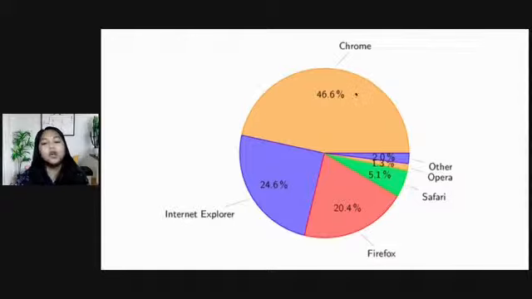Now, this right here is your pie chart. Ito naman yung pie chart, nakalimutan lang niya yung title. This should have been the different browsers that people are using. So as you can see, Chrome is used by 46.6% of the population. 24.6% of the population uses Internet Explorer. 20.4% uses Firefox, and so on. So in your pie chart, or also called your circle graph, it uses percentages. So letter C po ang ating choice.